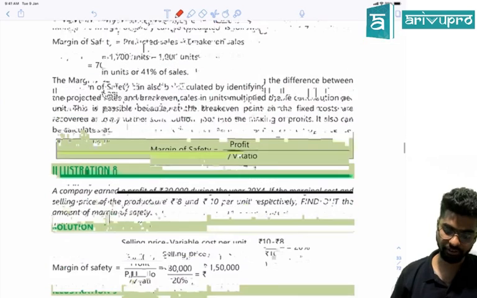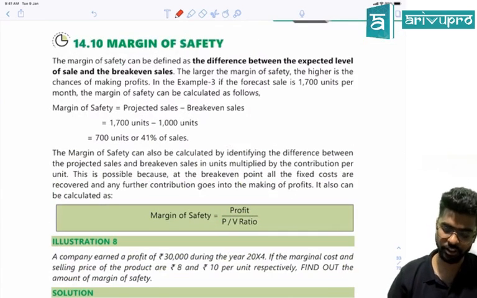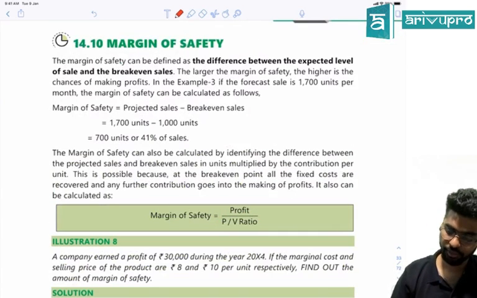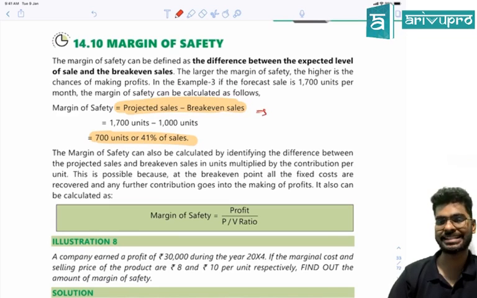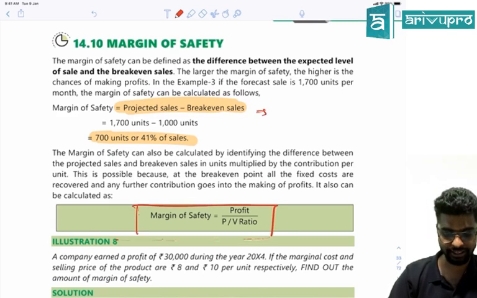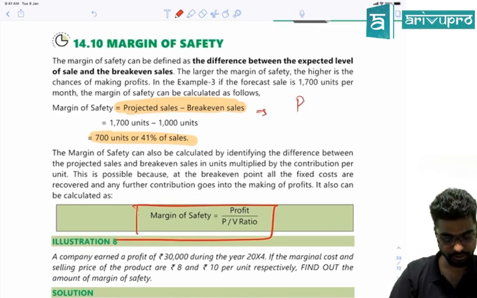Guys, I've already covered margin of safety. What is margin of safety? I told you, projected sales minus my break even sales. And margin of safety can also be found out here. This is another formula you have to remember. Margin of safety is basically any sales you're doing more than break even. Therefore, profit divided by PV ratio.